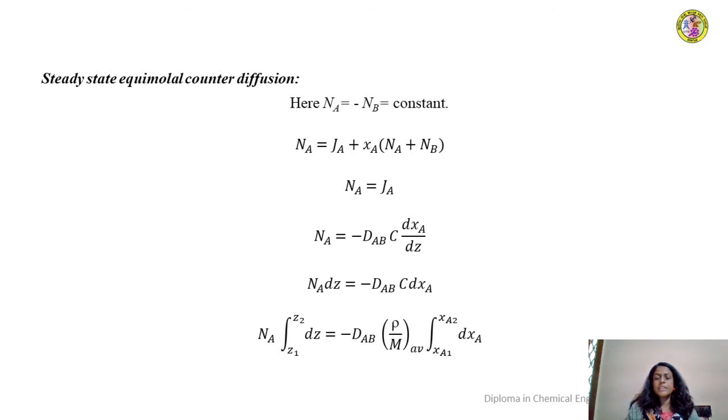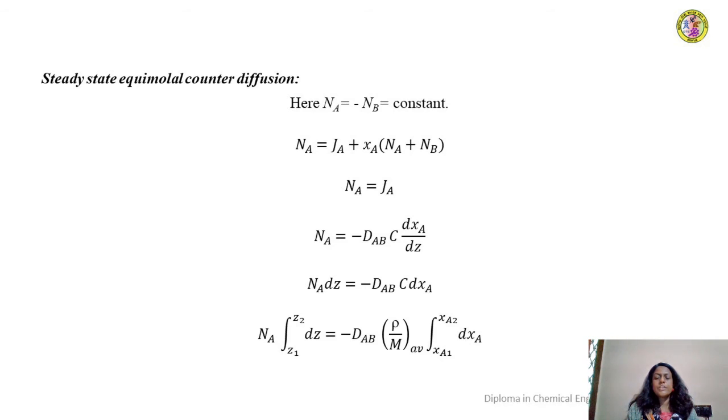So let us expand the JA term from Fick's law statement. NA is equal to minus DAB dCA by dZ, which can be written as minus DAB C dXA by dZ. Now we can easily separate the variables in this equation and integrate between the limits. Shifting the dZ term to the left hand side, it becomes NA dZ is equal to minus DAB C dXA.